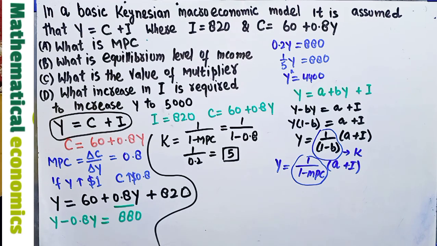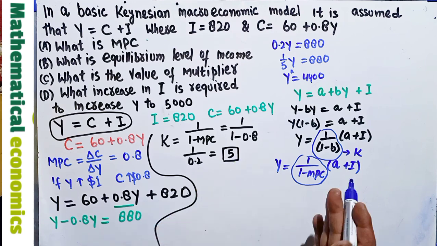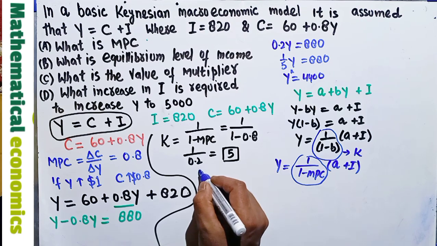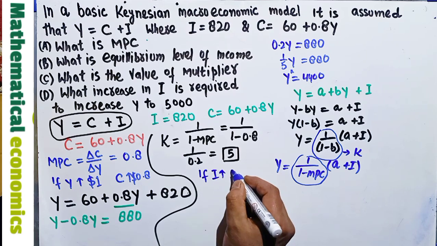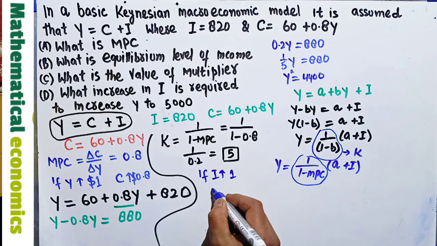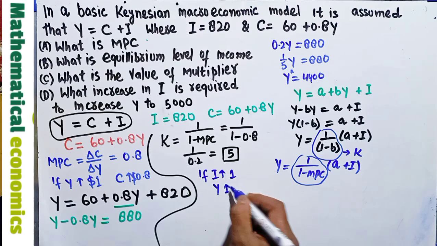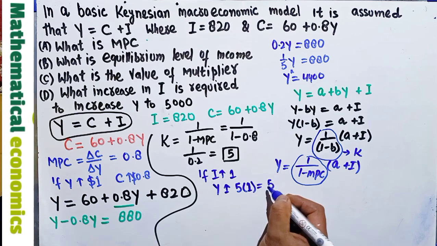This multiplier simply shows us that if investment increases by, let us say, 1 unit, that means income will increase by 5 times the increase in investment. Let us say it is 1. So income will increase by 5 units. That is being shown by the multiplier.